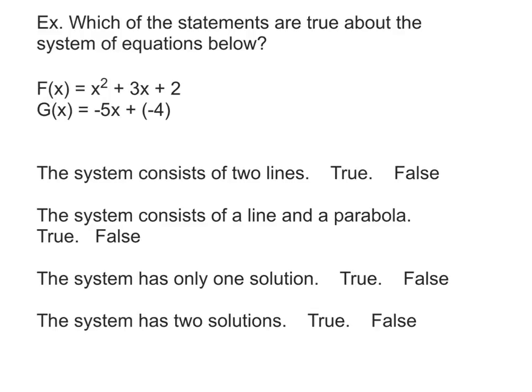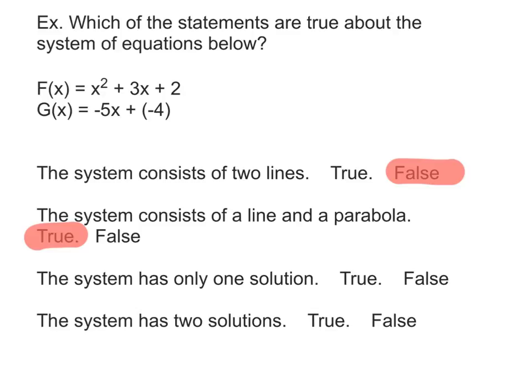So the first thing says the system consists of two lines. That is false. Anytime you see an x squared, that is not linear. That is quadratic, okay? The second thing says the system consists of a line and a parabola. That is true, because as I said before, we've got this right here is our quadratic that we've been doing a bunch with, and then this is that good old line that you've done from middle school on.